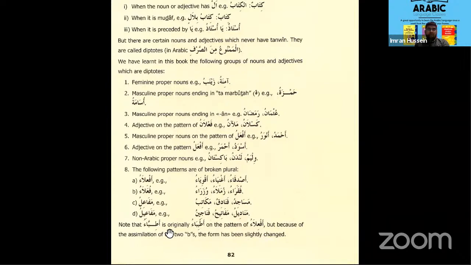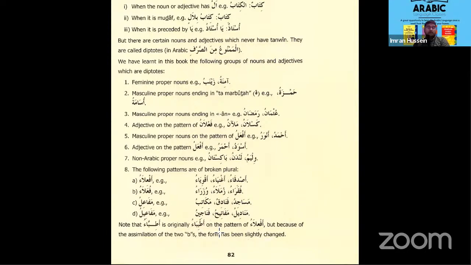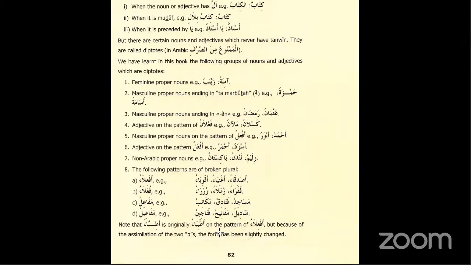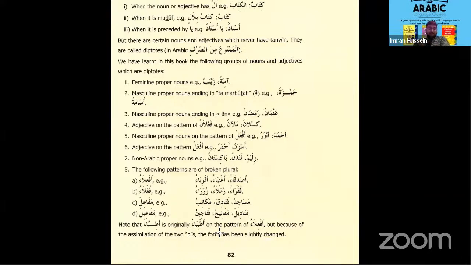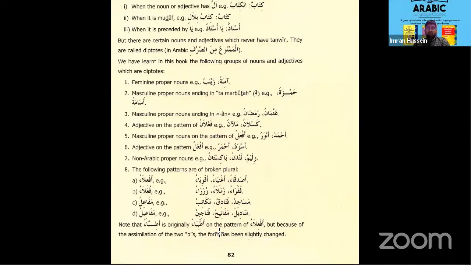Now it's going to just explain one thing about the word atibba'u. Then that's the last point. Go ahead. Note that atibba'u is originally atbiba'u, on the pattern of af'ila'u. But because of the assimilation of the two bas, the form has slightly changed. So the ba and the ba is changed into a shadda. Yeah, atibba'u, correct. Okay. Right, that's everything.